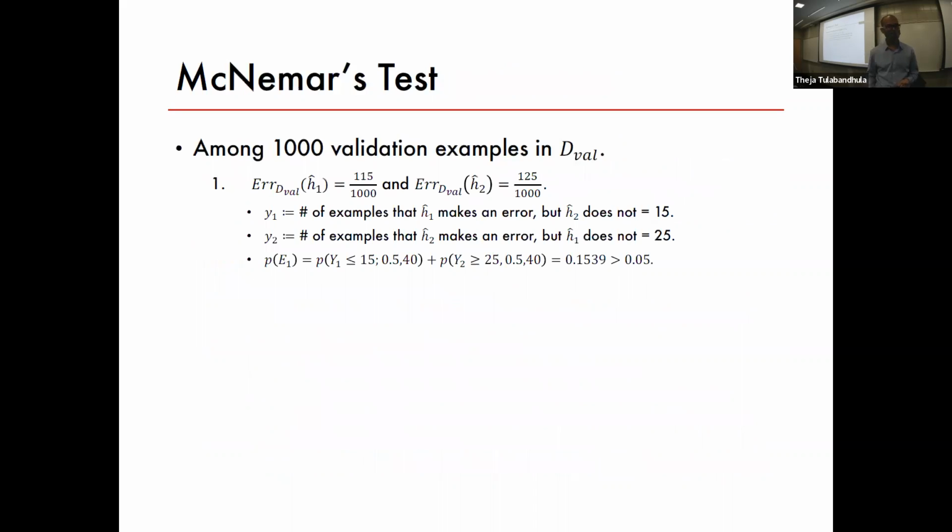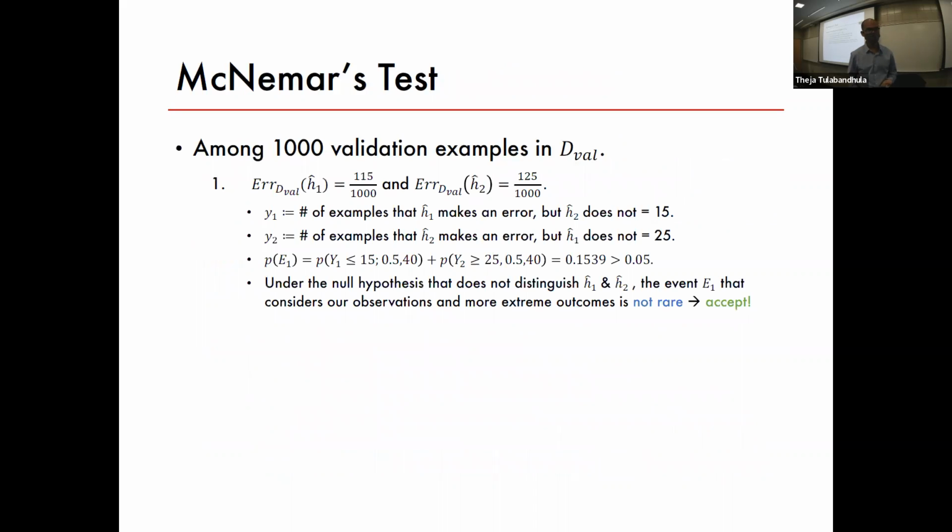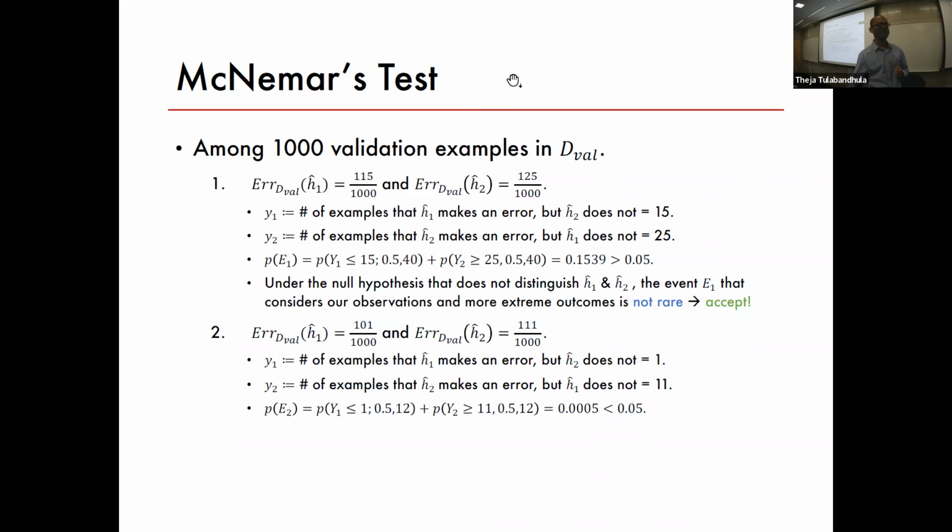Yeah, so let me skip numbers here. This slide is just showing that for 2 performance numbers, sometimes you may not be able to reject the null. For example, one has 1.15% error and the other one has 1.25% error, but we cannot reject the null that they both have the same performance in reality. Or sometimes you can actually reject it, which is the second example here.